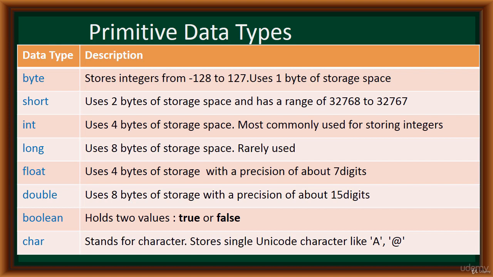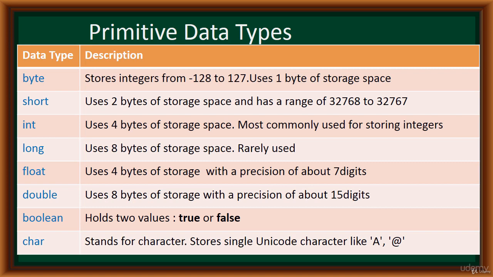The next is the double. The double data type uses 8 bytes of storage and is the commonly used type of float. So when you are usually specifying a floating point number in Java, you will be going for a double. Anytime you want Java to treat the floating point number as a float, you will have to add a suffix f to the end of it.